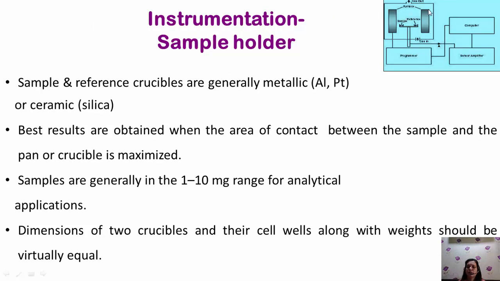The instrumentation of DTA involves components like sample holder, thermocouple, recorder, and output device. Sample holder: the sample and reference compound are both kept in the same type of crucible, made of aluminum or platinum or silica, which withstands high temperature. The best results are obtained when the area of contact between sample, pan and crucible is maximized. The sample is generally 1 to 10 milligrams in analytical applications.